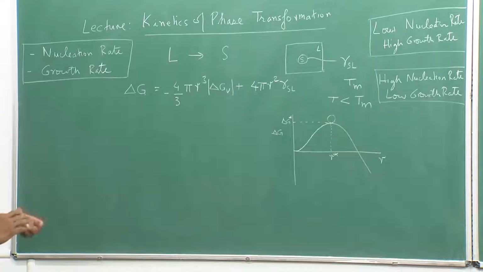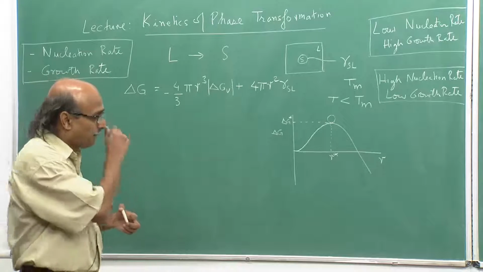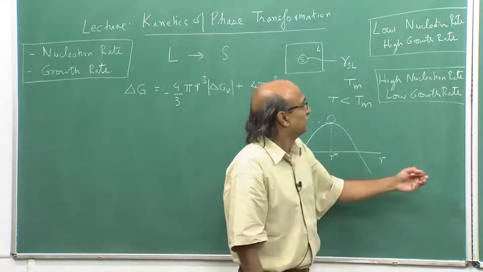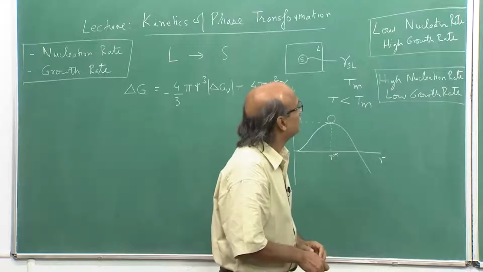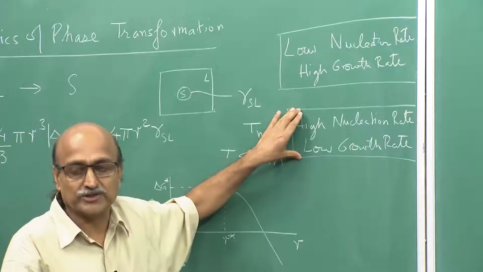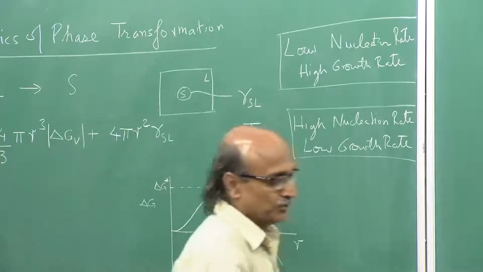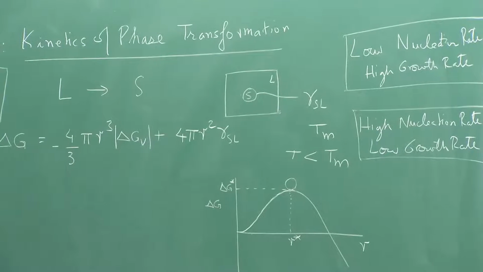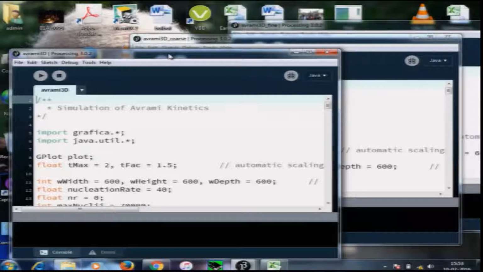Before I proceed, let me show you a simulation in which the scale of the microstructure gets determined depending on whether you have a low nucleation rate and high growth rate, or a high nucleation rate and a low growth rate. So, let us look at this. This is a very, very simple simulation that is essentially developed in Java, and let me first show you the simulation as it is.